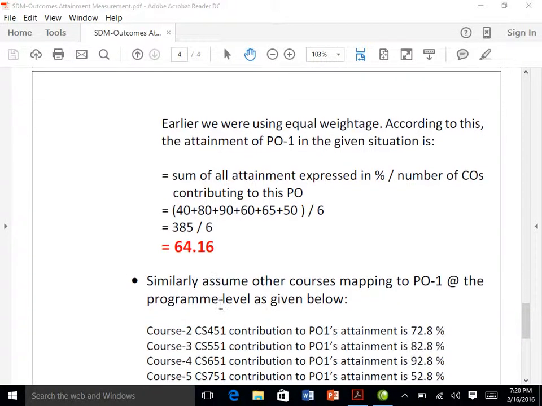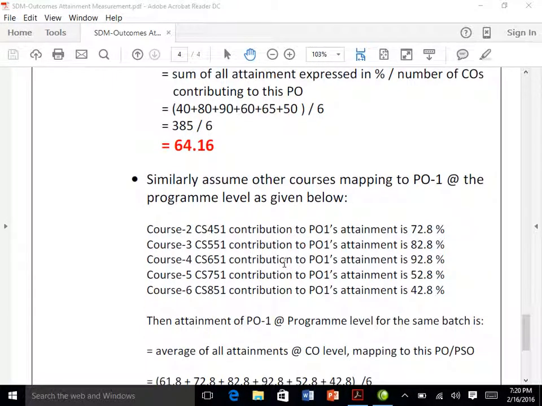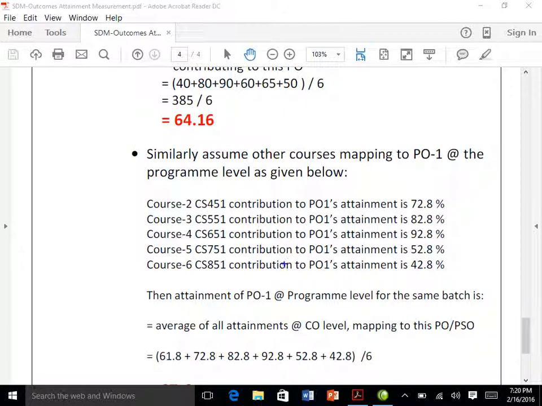Similarly, assume other courses are also mapping to PO1 at the program level, that is, that particular semester level, and let the assumption be that course number 2 contributes to PO1 as 72.8, course number 3 it is 82, similarly course 4 92.8, course 5 52.8, course 6 42.8.